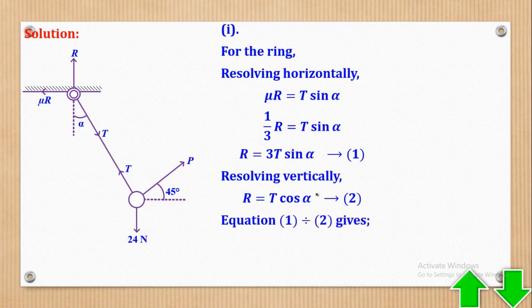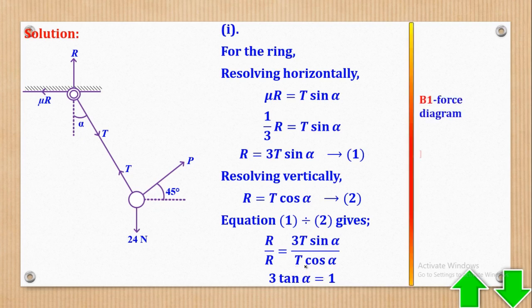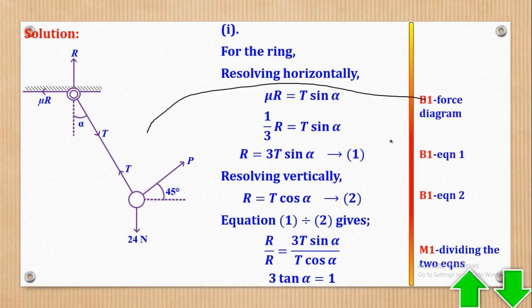So next is to solve these two equations simultaneously. So when I divide 1 by 2, I'll come up with that, and in the end this R and this R becomes 1, and this cancels, then you remain with 3 tan alpha, which is that. Now before I go to the next slide, let's see how marks can be awarded. So B1 for the correct first diagram drawn using a ruler, B1 for equation 1, B1 for equation 2, M1 for division.